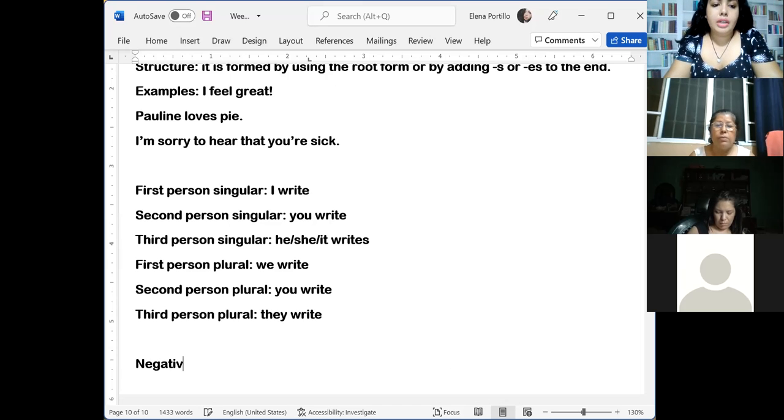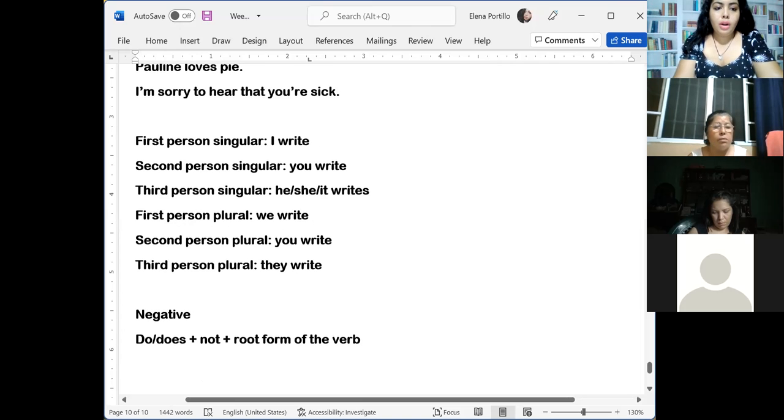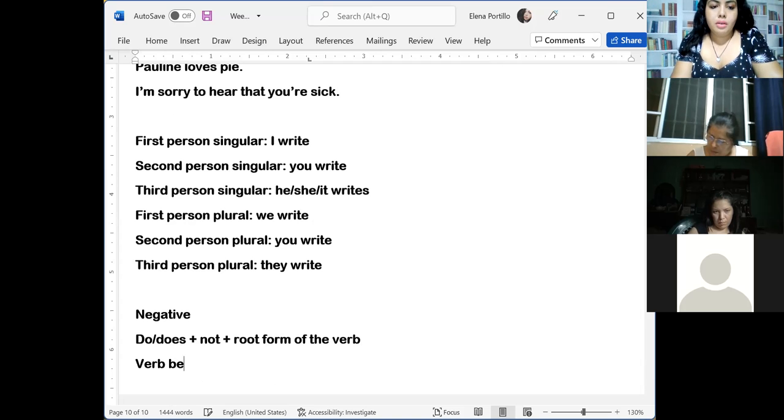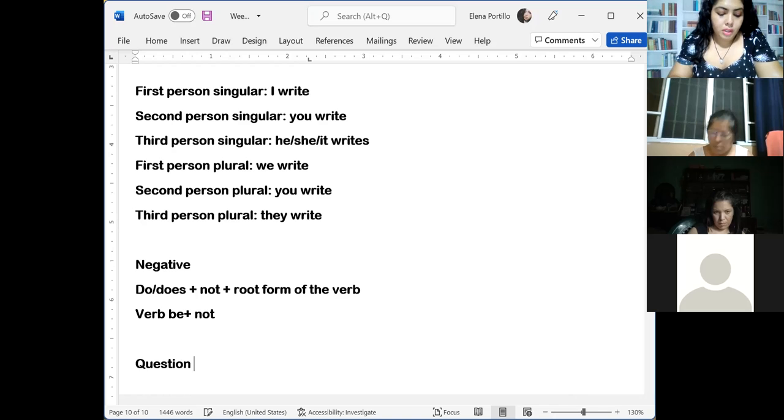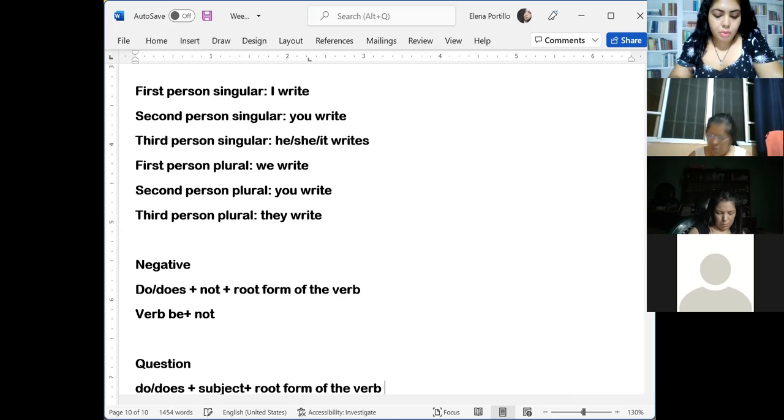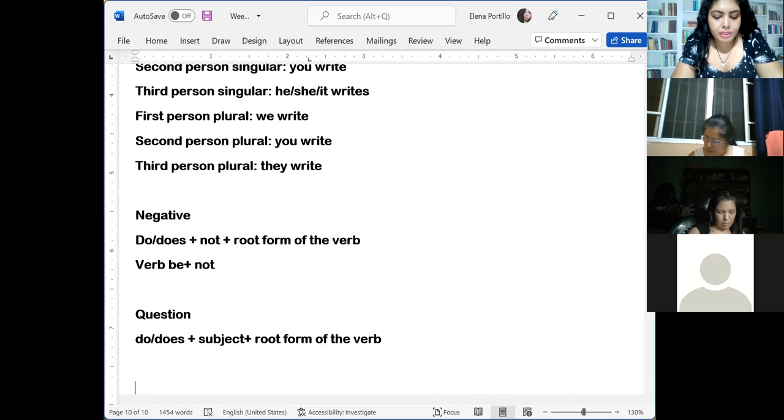And we are just going to mark. Negative is do or does plus not plus the root form of the verb. Or we have the verb be. Does not. And for the question, we have do or does, plus the subject, plus the root form of the verb. That's very simple. And we have some examples of common verbs in simple present.